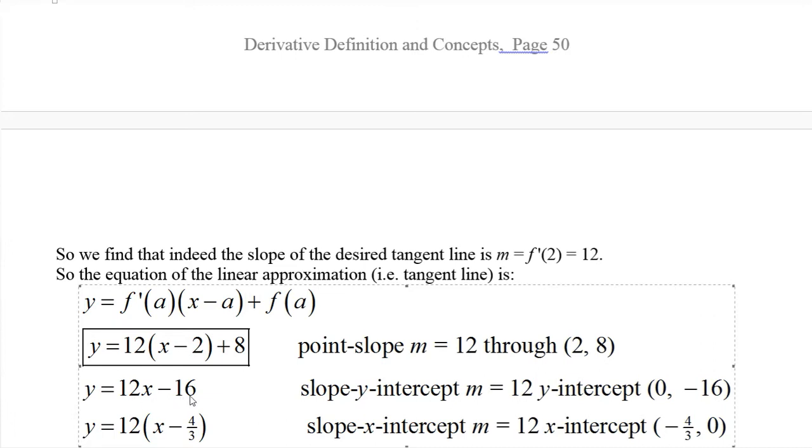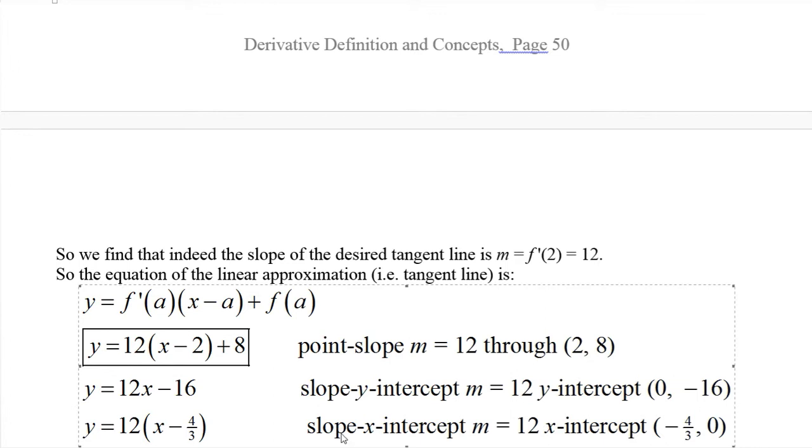And that's the slope y-intercept form, or sometimes just called the slope-intercept form. The slope you can still see is the coefficient here, which is 12. And the y-intercept, when you plug in x is 0, you see this term goes away and you just get negative 16 for y. So we see that that goes through the y-axis at 0, negative 16.